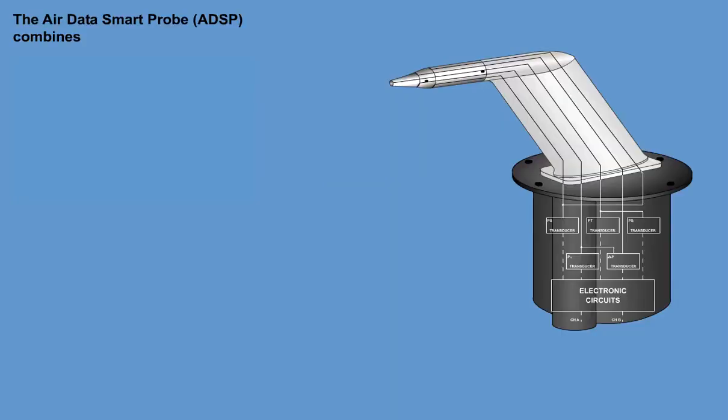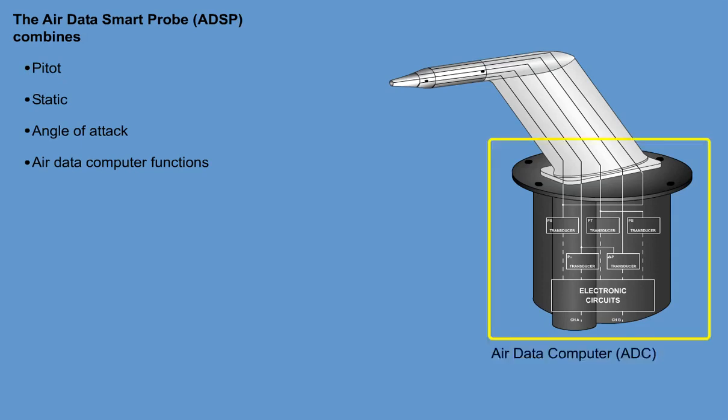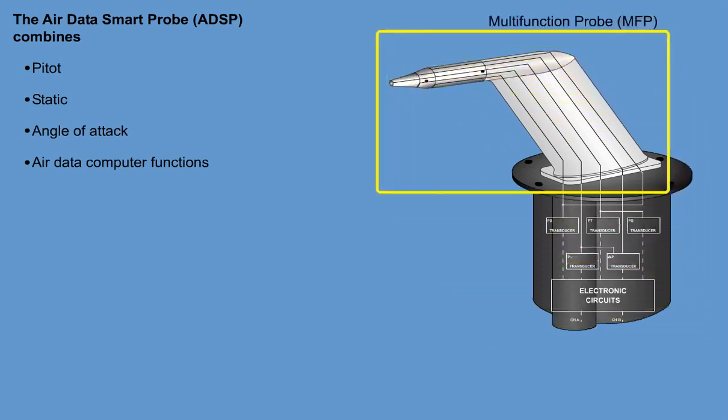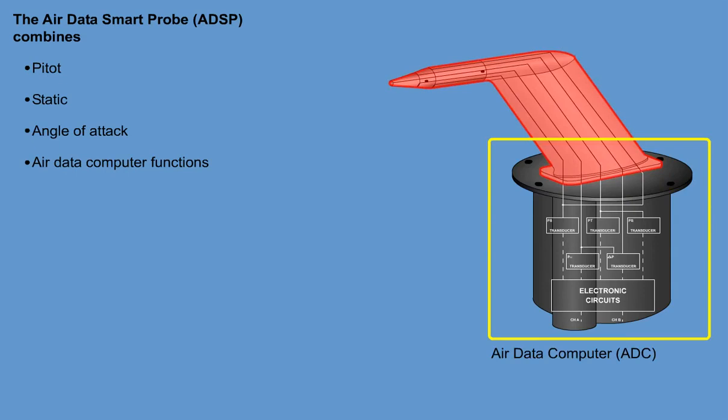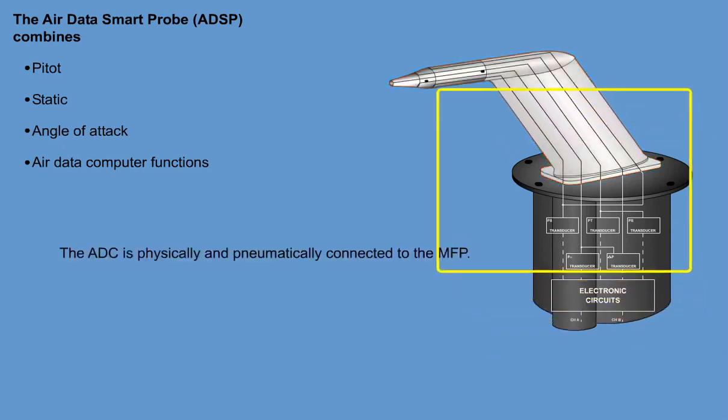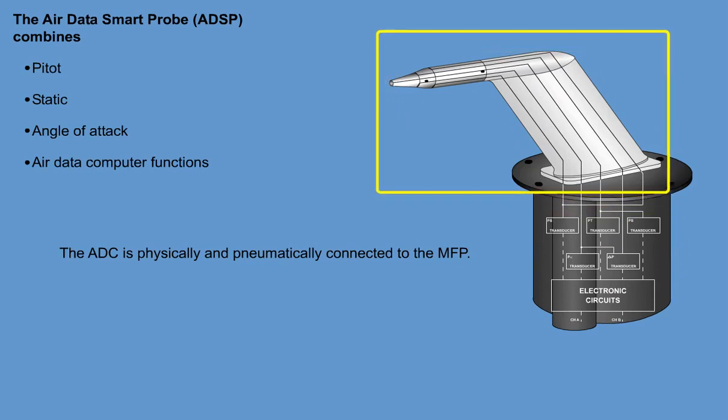The Air Data Smart Probe, ADS-P, combines pitot, static, angle of attack, and some air data computer functions into a dual-channel unit. It consists of an air data computer attached to a multifunction probe. The MFP utilizes a single heater element to ensure that the probe strut and head remain free of ice. The ADC monitors the probe current to detect any heater failures and actively controls the heater temperature.